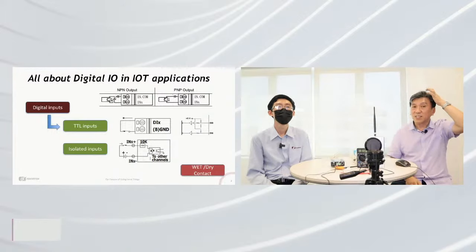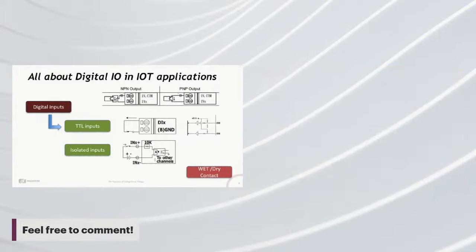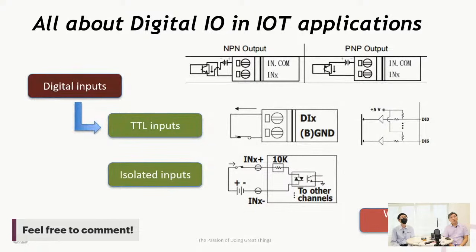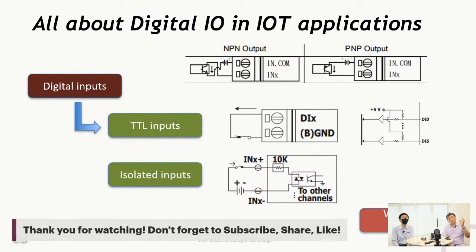If you look at this diagram again, on the right hand side the PNP output is actually sourcing into the input so that you can detect it as an input. So let's move on. After talking about inputs, we move to the output.